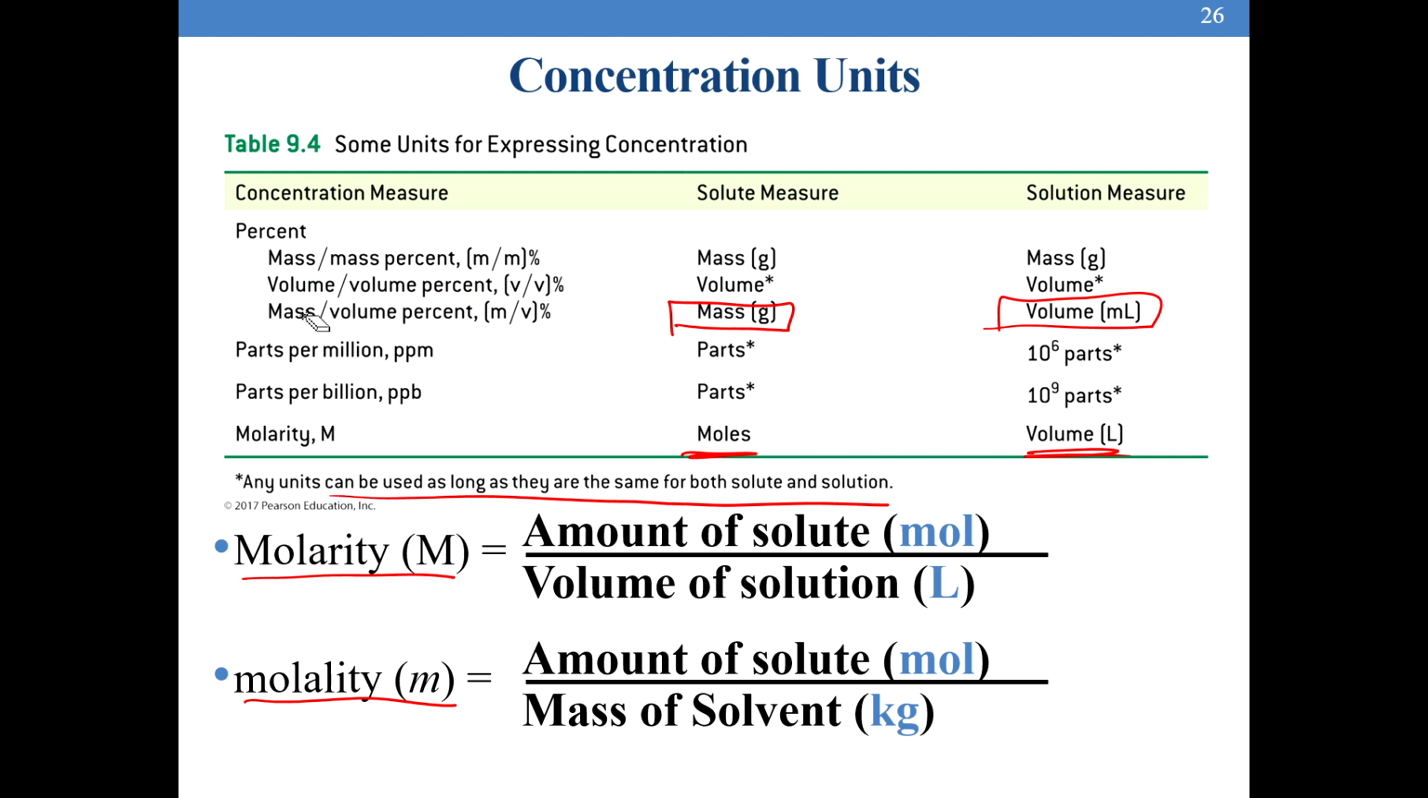Just so you know, sometimes the mass isn't an M, it's weight, W-E-I-G-H-T. So if you look online, you may see W over W for weight over weight. It's the same thing as mass over mass, okay?